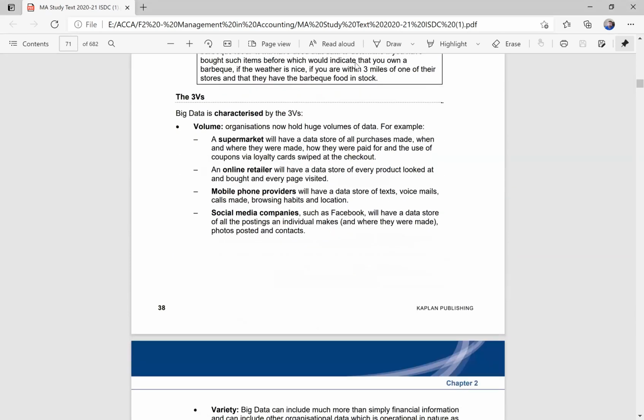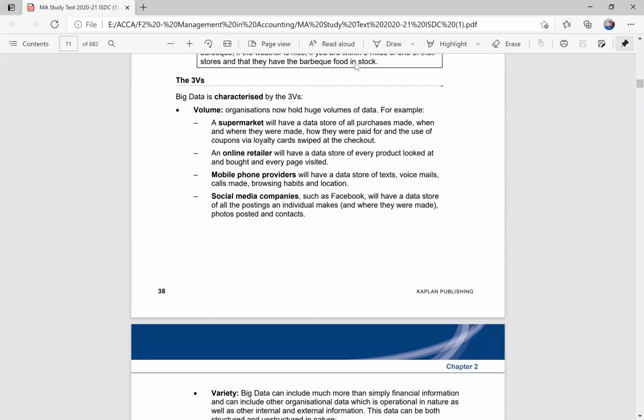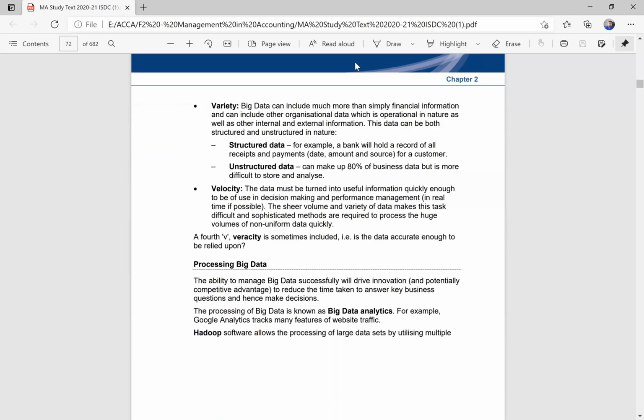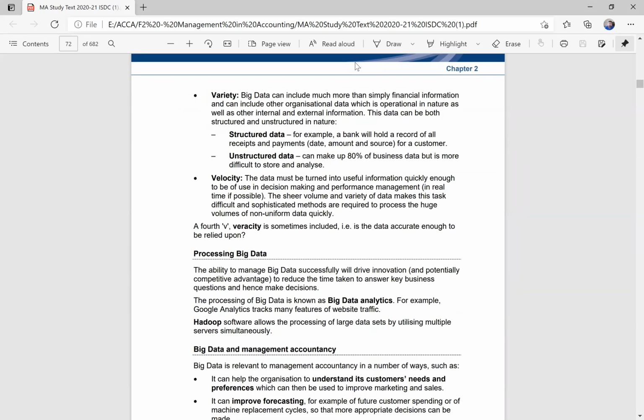Now, there are three V's that characterize big data. One is volume. By volume, I mean a large amount of data is available to the companies. Variety is that you have different kinds of information available, financial as well as non-financial. So the data is structured and unstructured. For structured data, they have given the example that a bank will hold a record of all receipts and payments for a customer. This is structured data. But unstructured data is not actually in a particular format. Velocity relates to how useful the information is and how quickly the information can be used to take decisions or to enhance the performance.